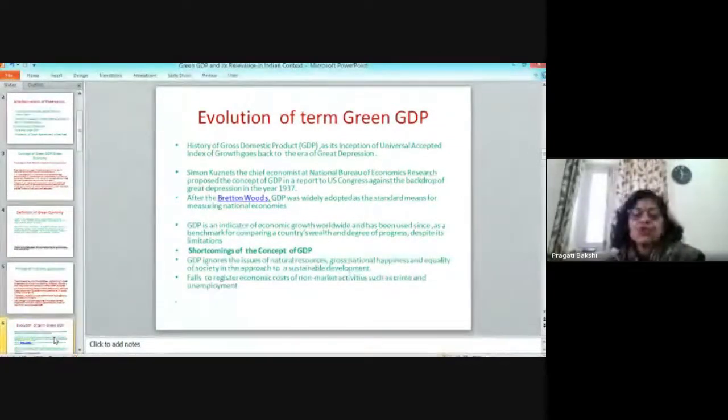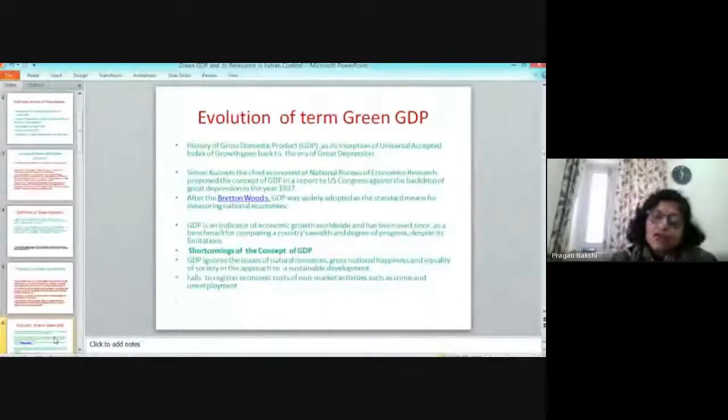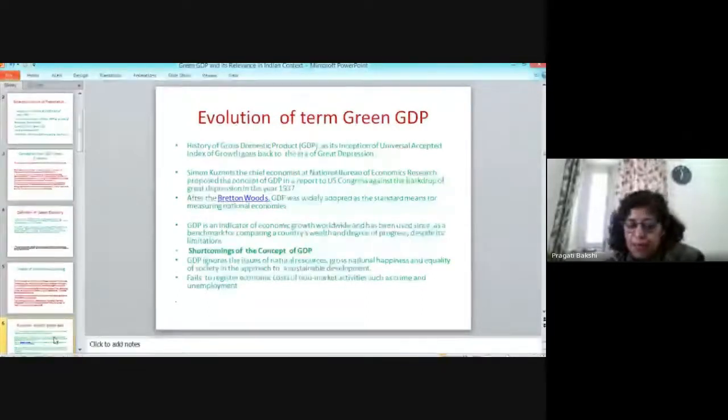Unfortunately, the USA didn't accept it; instead of GDP they still use GNP, Gross National Product. But many countries, many European countries, many Asian countries, have accepted the GDP as a universal index of growth, which is used not only for ascertaining their growth rate, but also for comparative analysis with other countries.